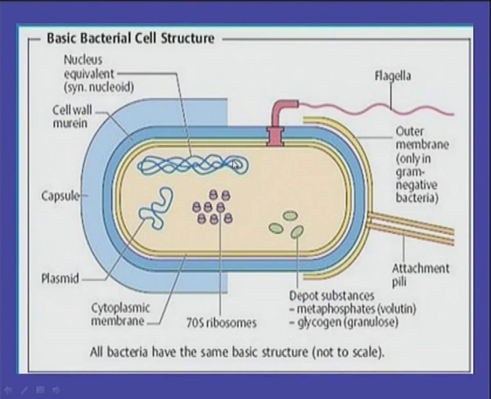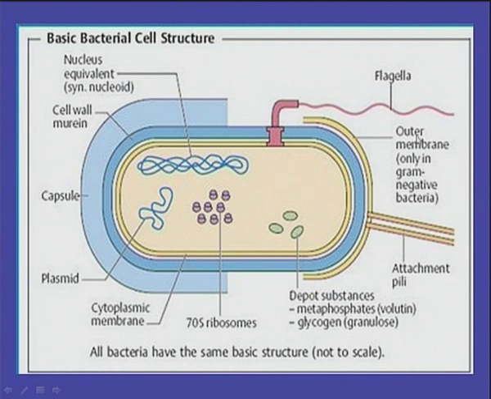This is the typical bacterial cell structure. As I told you earlier, it does not have a perfect nucleus as is found in eukaryotic organisms. This is the cell wall, which is of murein. This is the capsule, the outer capsule. These are the plasmids, and the cytoplasmic membrane. Then 70S ribosomes are there, which work for protein manufacturing, and then depot substances, volutin and glycogen, and certain granules. There are also pili in bacteria which help them to attach to a particular surface.